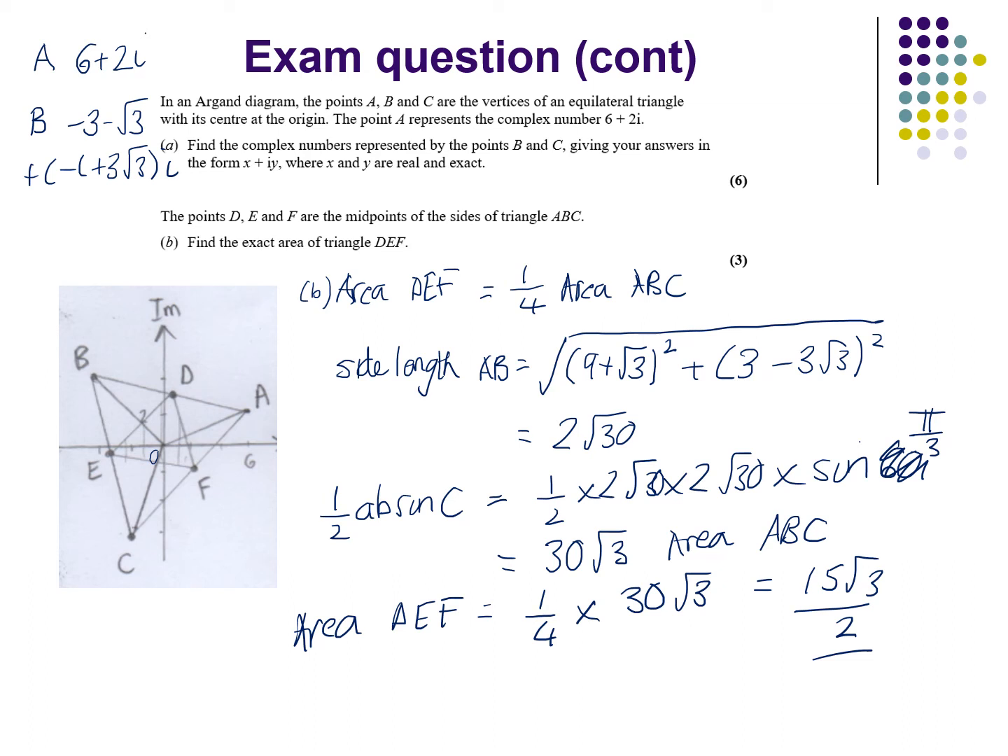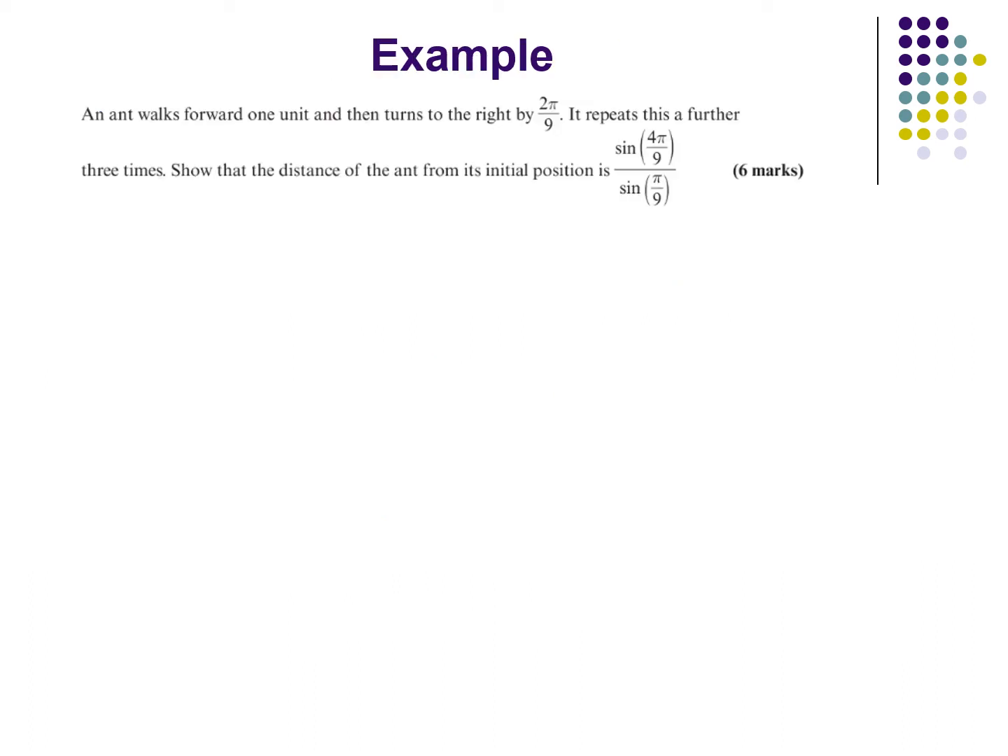Okay, one last example, bit of a weird and wonderful example that came from the textbook actually. Talking about an ant. So an ant walks forward 1 unit and then turns to the right by 2 pi by 9. Repeats this a further 3 times, show that the distance of the ant from the initial position is this. Okay, so let's think about what it's doing then.